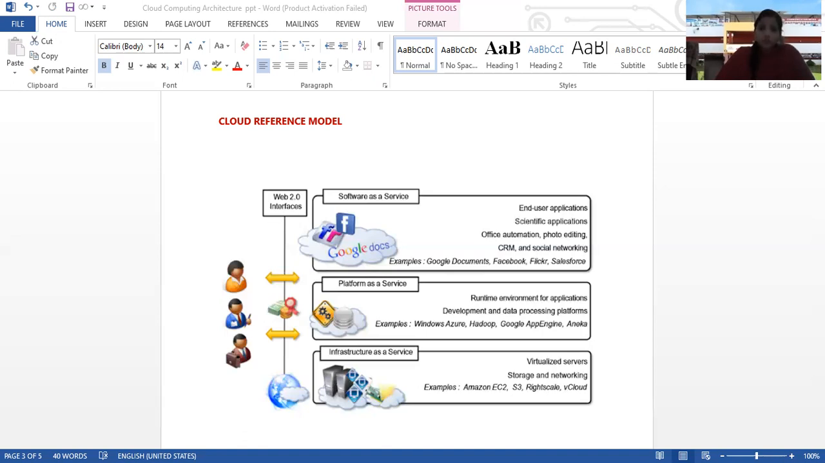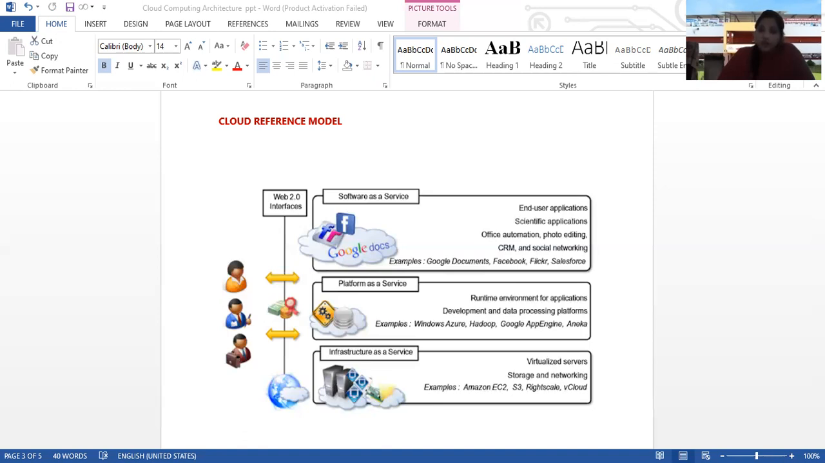If we look at the reference model, as seen in this image, we will find the classification of cloud computing services. You know very well the services IaaS, PaaS, and SaaS. And here one more is Web 2.0, which you can see in the diagram. Infrastructure as a service is a cloud computing offering in which a vendor provides users access to computing resources such as servers, storage, and networking.